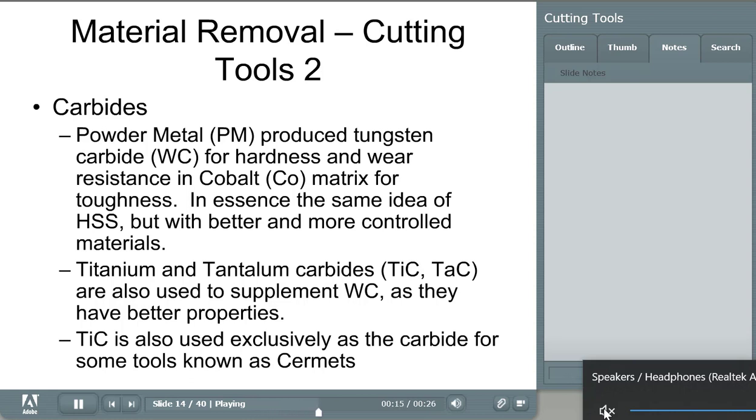Titanium and tantalum carbides are also used to supplement tungsten carbide as they have better properties. Titanium carbide is also used exclusively as a carbide for some tools known as cermets.